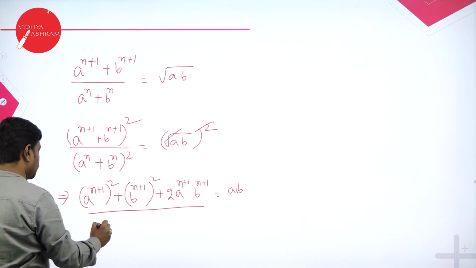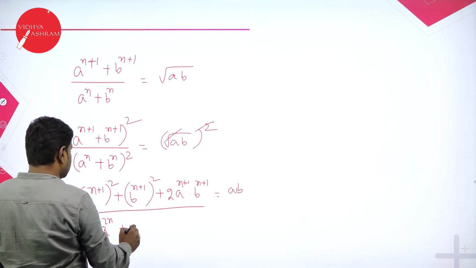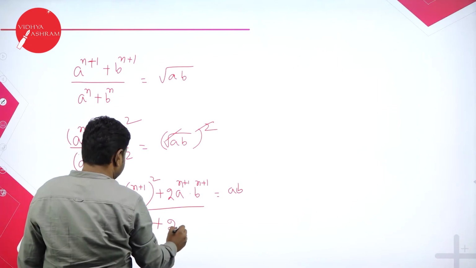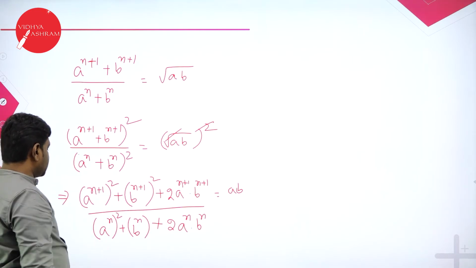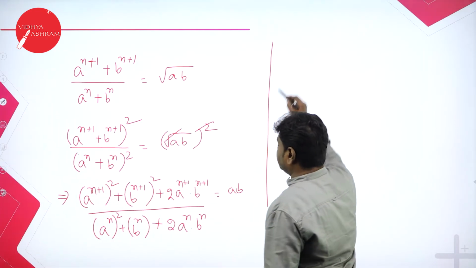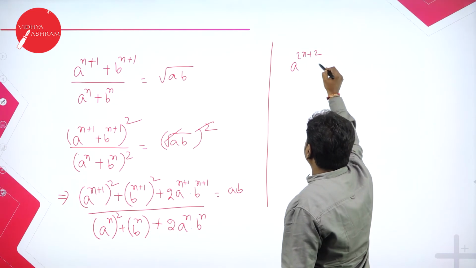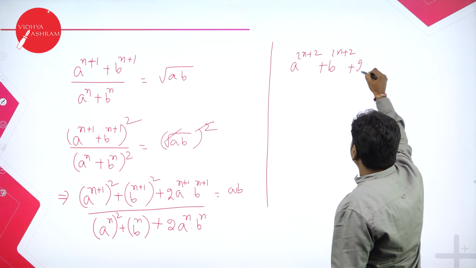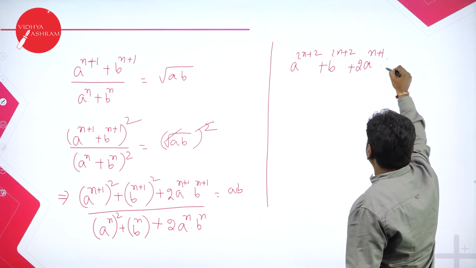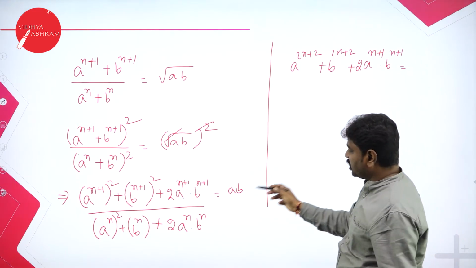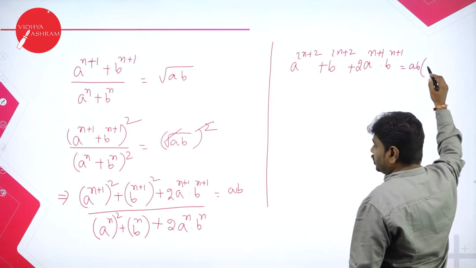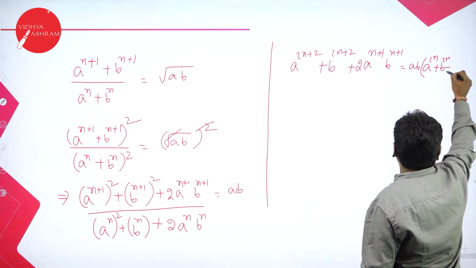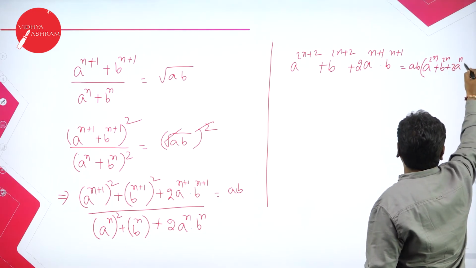Denominator (a^n + b^n) the whole square: (a^n)^2 + (b^n)^2 + 2 times a^n b^n. Further we'll simplify this. If you use law of indices, we will get a^(2n+2) + b^(2n+2) + 2 times a^(n+1) b^(n+1) is equal to, cross multiply, ab into the denominator: a^(2n) + b^(2n) + 2 times a^n b^n.